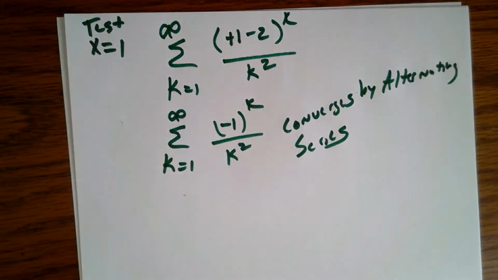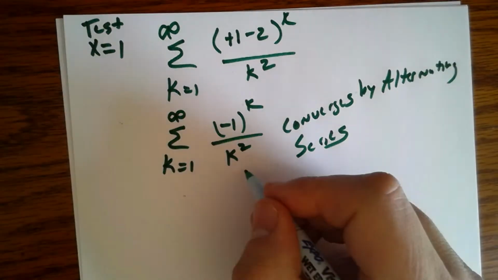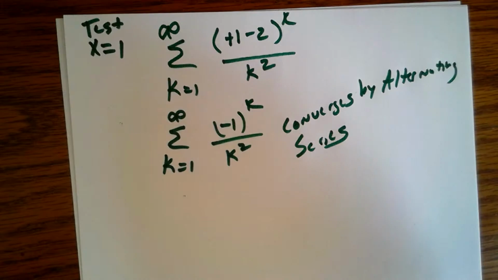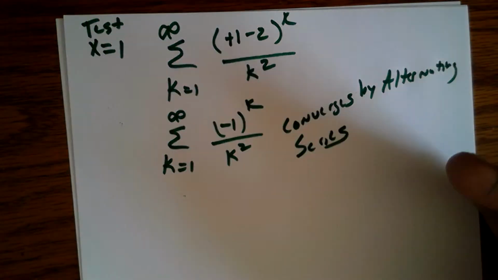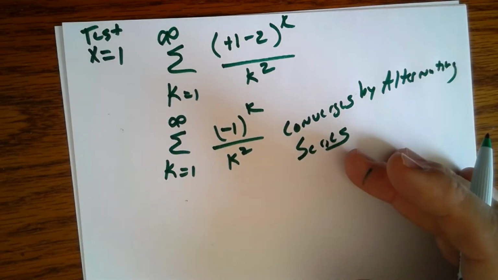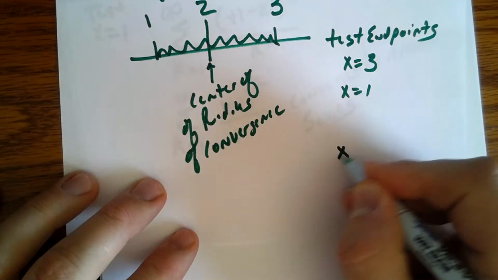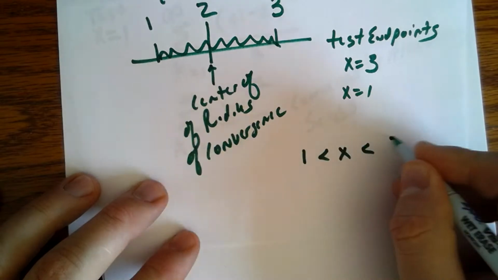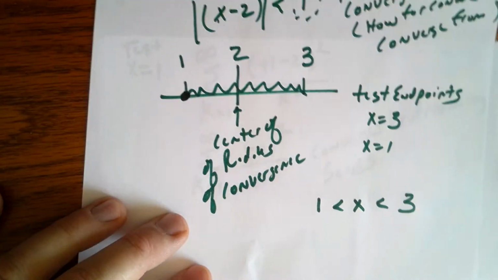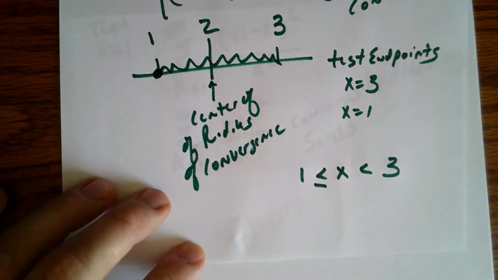This would also converge by the comparison test too. You could compare it to 0 and compare it to 1 over k squared, and it will always be less than or equal to it. So yes, this converges. Okay, so now let's go back to this other sheet of paper real quick. We know that the x values converge between 1 and 3. Now we're asking at 1 and 3. We know it converges at 1, so we put a dot up here. It converges there, and we're going to have an equal sign underneath.